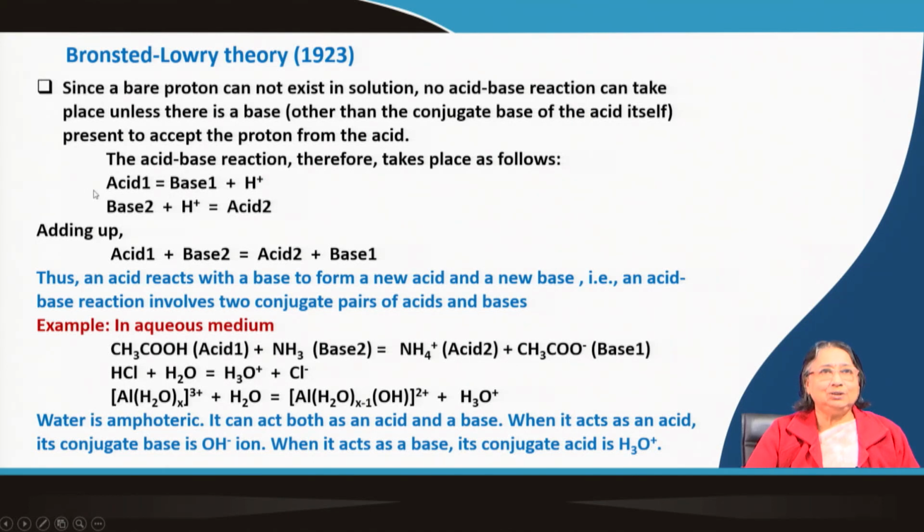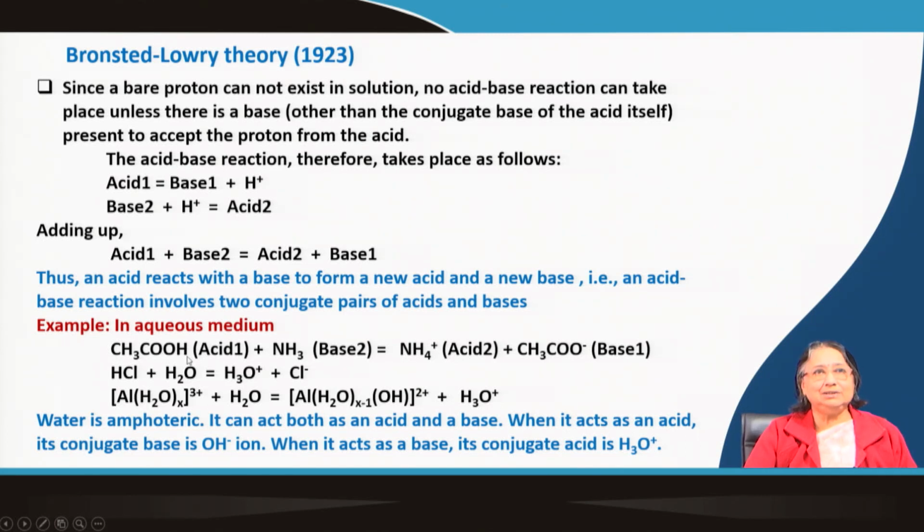So, here it is shown that acid 1 gives a base 1. So, acid 1 gives proton to form its conjugate base, and another base should be there which can take up a proton to form acid. So, if we add these two equations, then we will see acid 1 plus base 2 gives acid 2 plus base 1. Thus, an acid reacts with a base to form a new acid and a new base, that is, an acid base reaction involves two conjugate pairs of acids and bases.